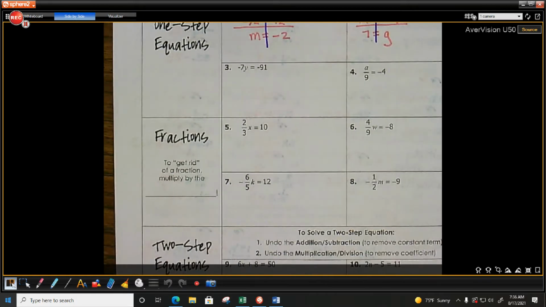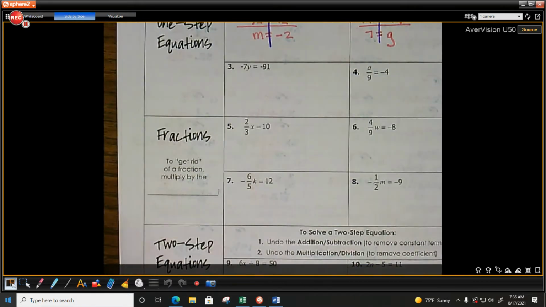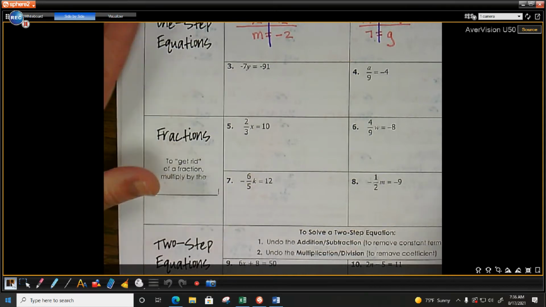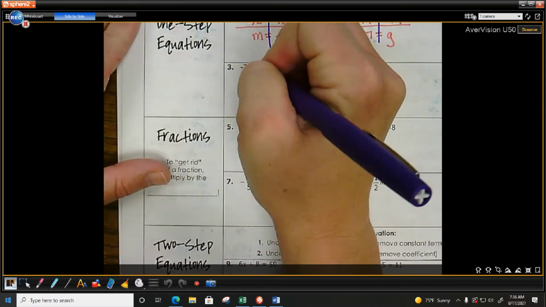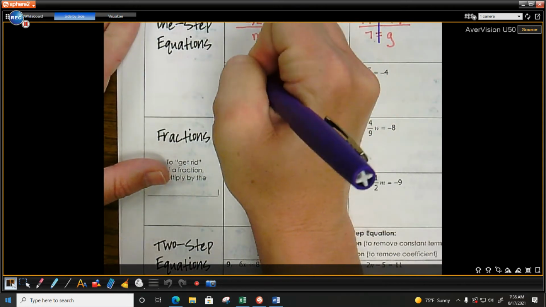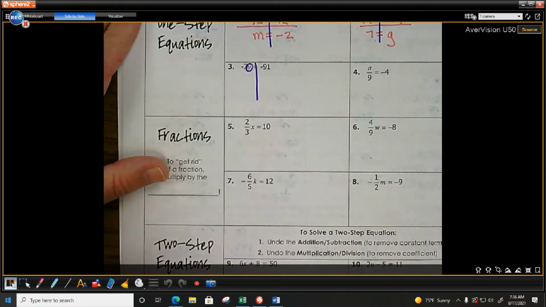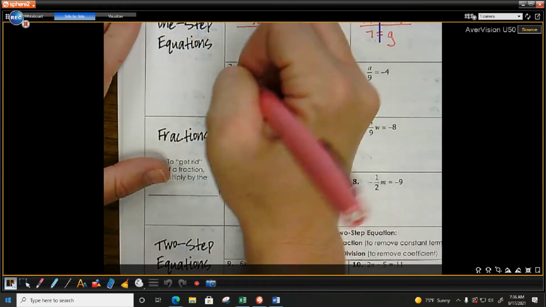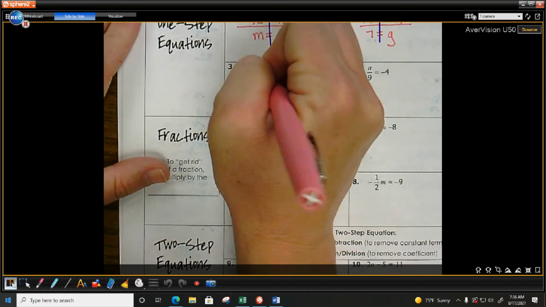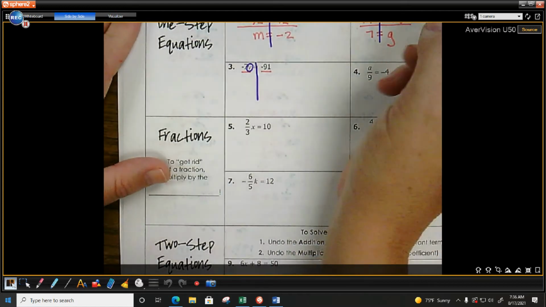Yes. Okay. When you have a number and a variable glued together, there's no plus or minus sign in between that negative 7 and the y. What operation is that? It's multiplication. So then the opposite is division. So this is negative 7 times y. So what's the opposite of times? Divide. I'm going to do a fraction bar to show division. That's another way to represent division as a fraction bar.